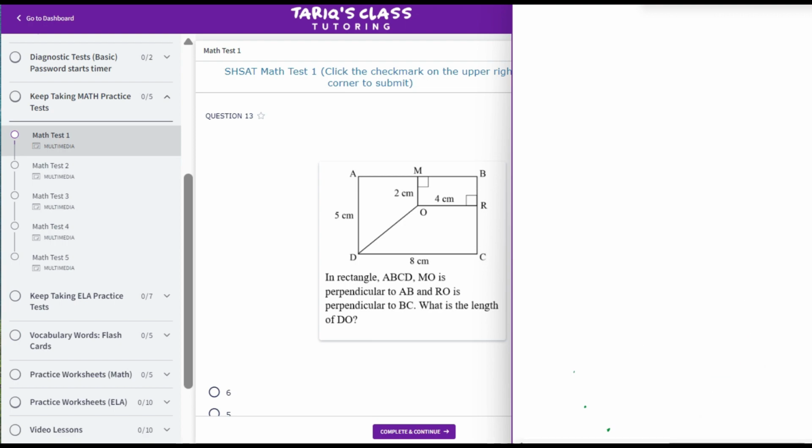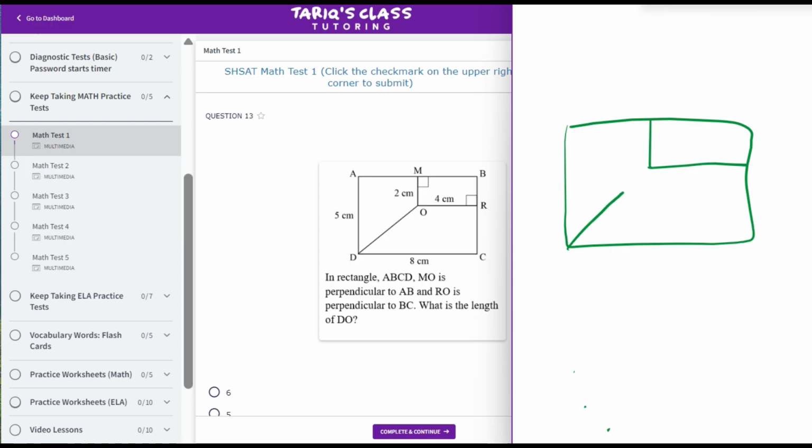Question number 13. So we have a rectangle here, the big rectangle. So there's a small rectangle here. And then this is 2 by 4. This is 5 centimeters. This is 8. Now what do they want? What is the length of DO? DO is this guy. So we need to find out what this is.